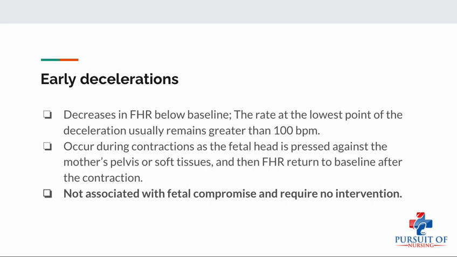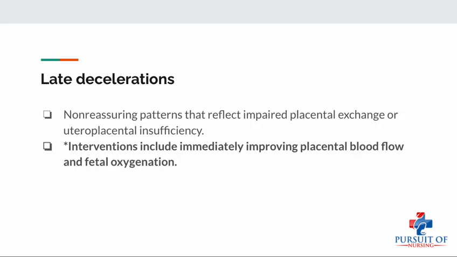When you're looking at early decelerations on a test strip, they are going to have a uniform shape, and they're going to have a mirror image. They're going to mirror uterine contractions. As opposed to late decelerations, the pattern looks similar to that of early decelerations, but it begins after the contraction begins, and it returns to baseline after the contraction ends.